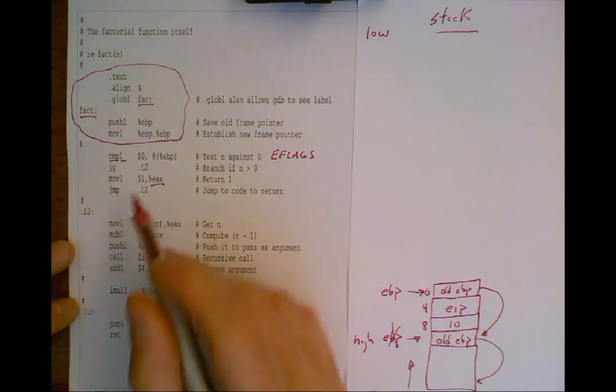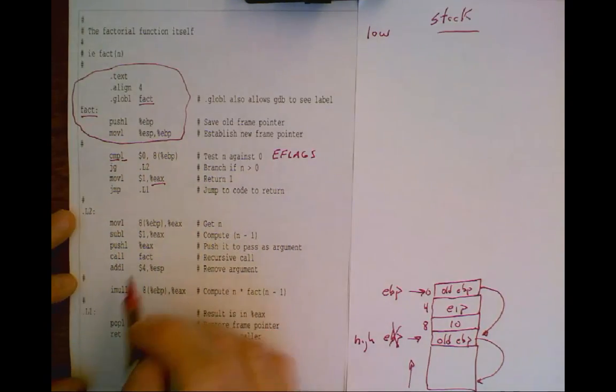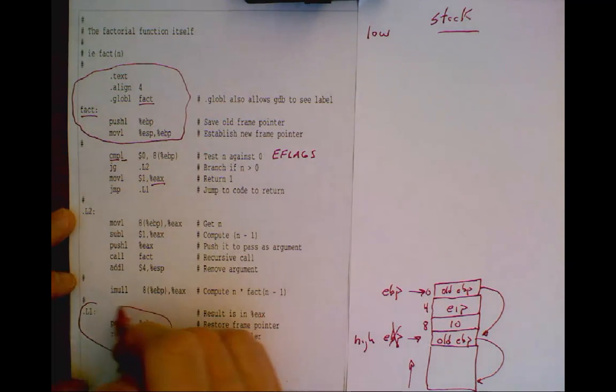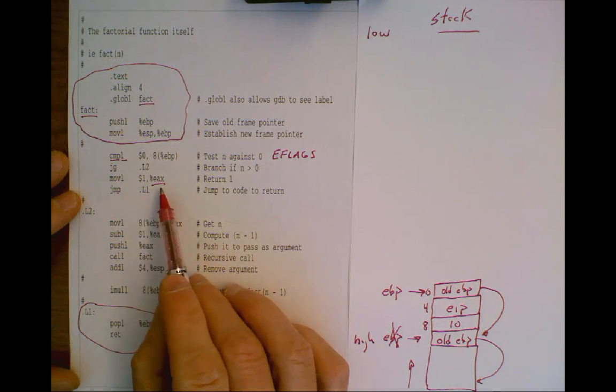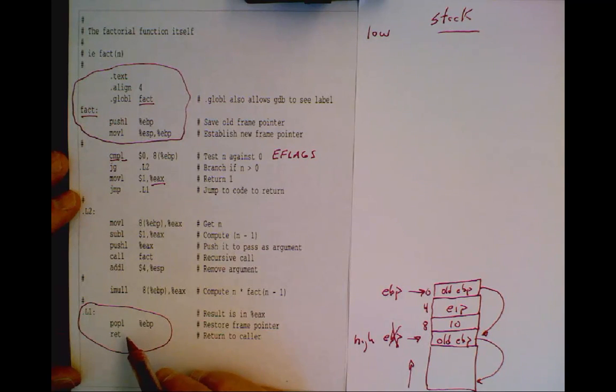And then I would jump down here to L1, which is the return sequence for the function. So if it is the base case, I would have just loaded 1 into the EAX register, and I would jump down here and return. And we'll talk about that code a little bit more in a minute. Let's look at the recursive case, though.